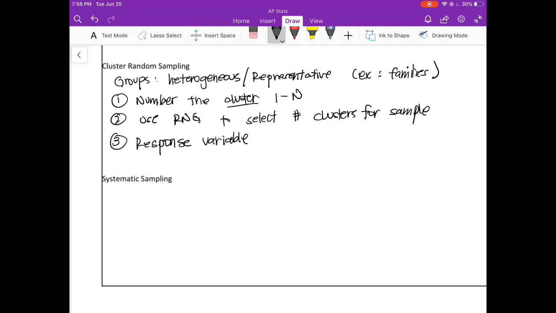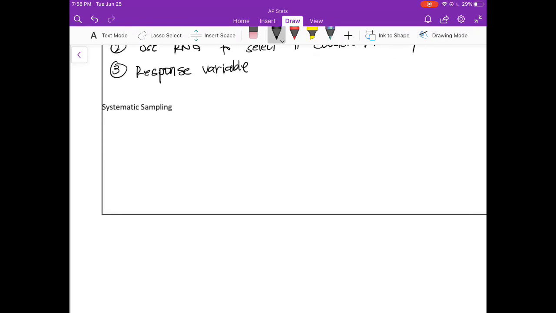Okay. Now we're going to get to systematic sampling. So systematic sampling is basically you're finding a system to pick your sample. So for example, you're picking every third person from a list starting at number 5. So then you'd pick 5, 8, 11, 14. Or it could be you pick every third person starting from the number 1. So you pick 1, 4, 7, etc.